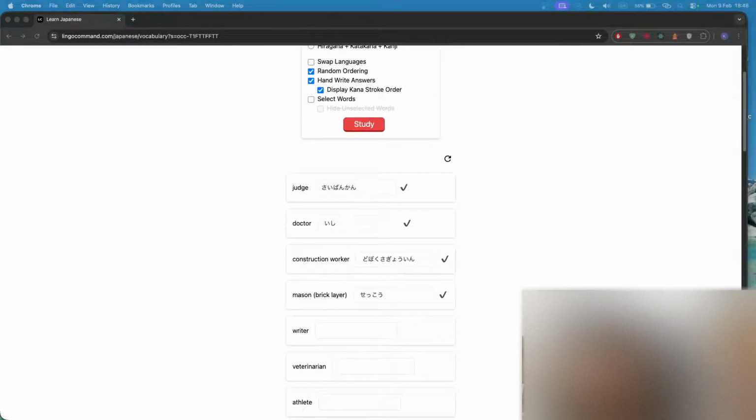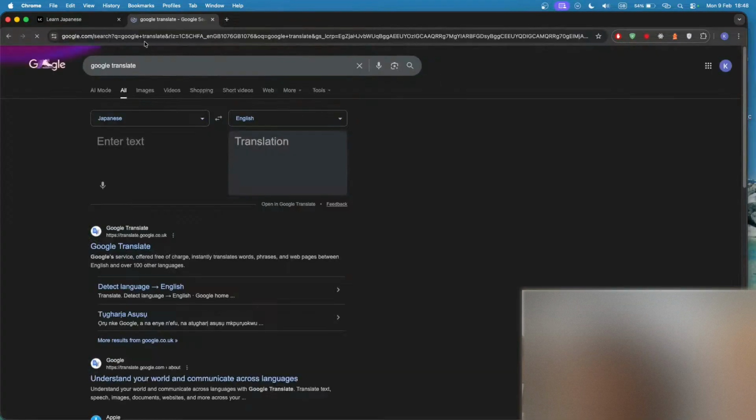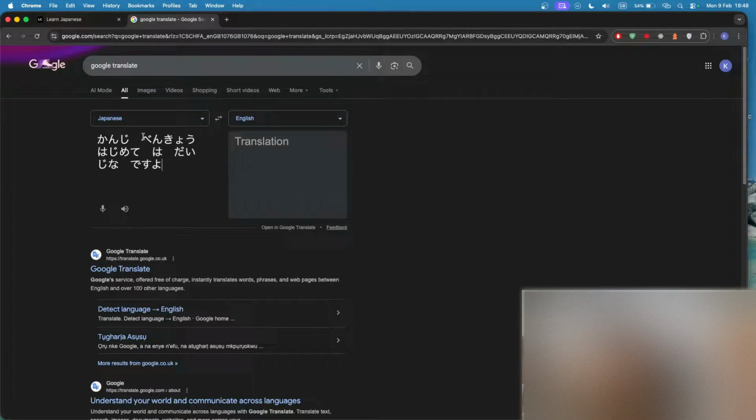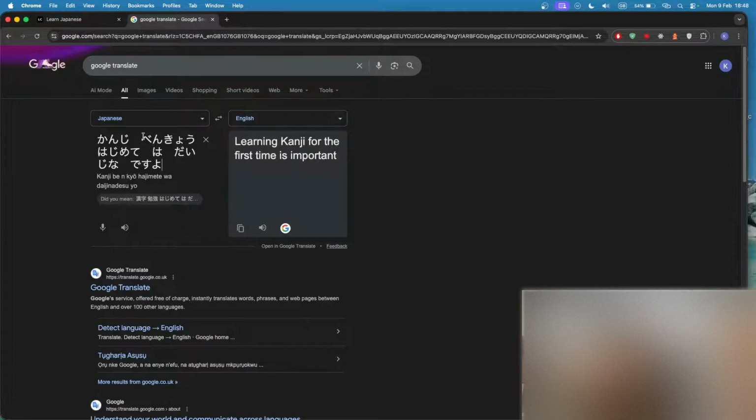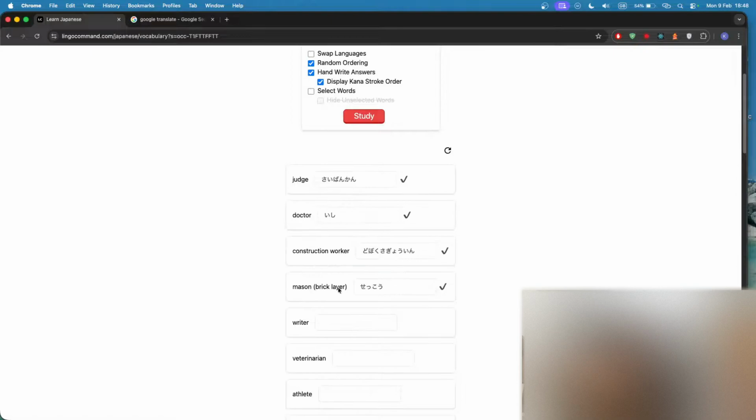Benkyou is to study. Kanji is feeling, I guess. Hajimete is something to do with beginning, because hajimeru is to begin. And then daiji na desu yo. Let's take a look at this. Learning kanji for the first time is important. Kanji. Okay, I'm taking kanjiru, but you're writing kanji.